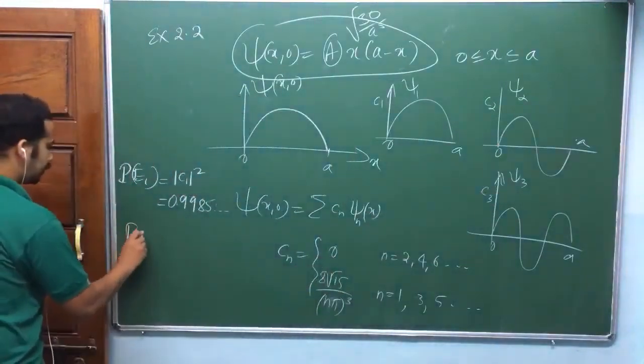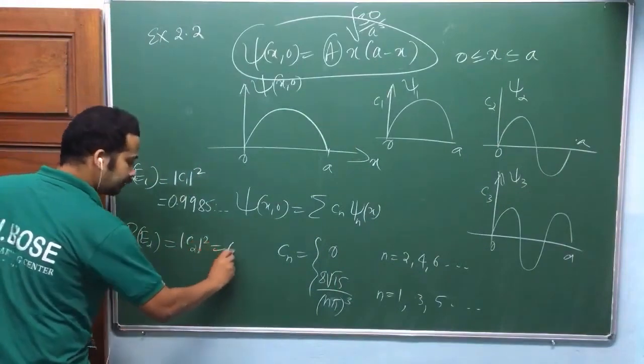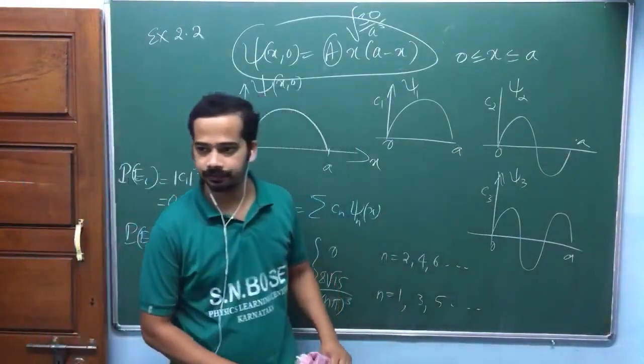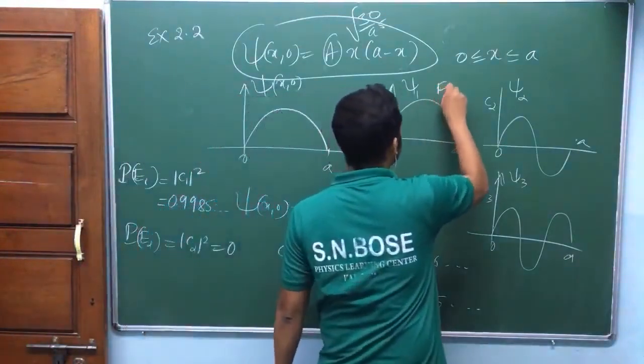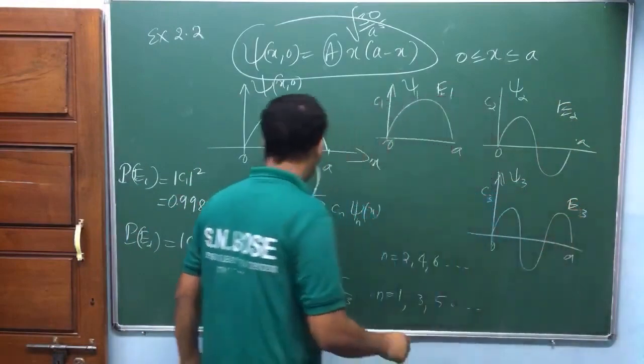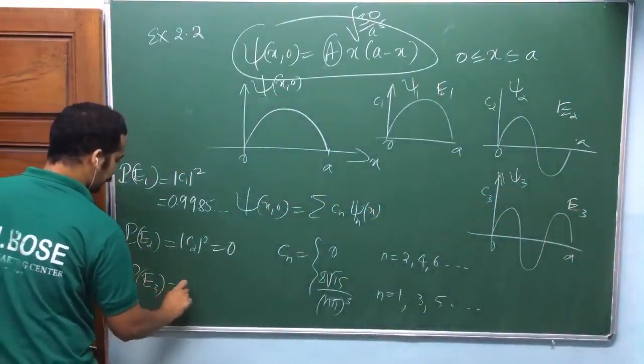What is the probability of getting E2? Mod C2 square, 0, C2 equal to 0, okay? You will never get E2 energy. Okay, this corresponding energy is E1, this corresponding energy is E2, corresponding energy is E3. Okay, what is mod Psi3 square? Probability of getting E3.